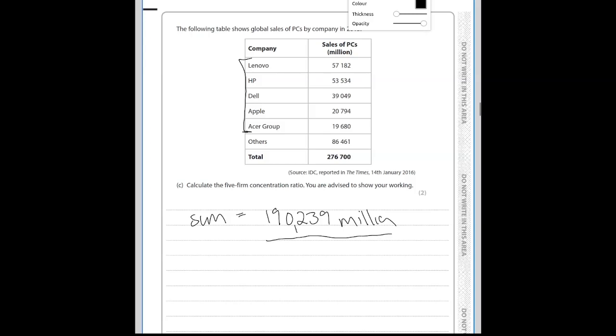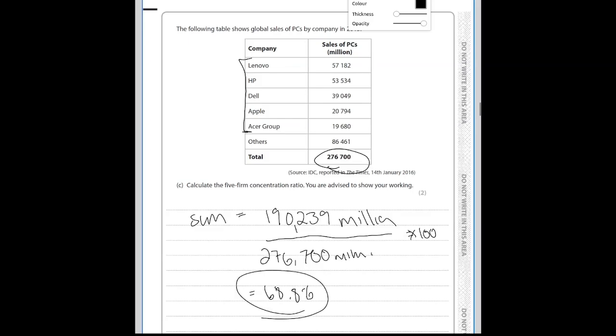I'm then going to divide that by my total down here, which is 276,700 million. And that gives me a percentage, and I'm going to multiply by 100, and then that's going to give me a percentage of 68.8%, which is my 5-firm concentration ratio. Basically, a 5-firm concentration ratio is just what percentage of the market is controlled by those top 5 firms.